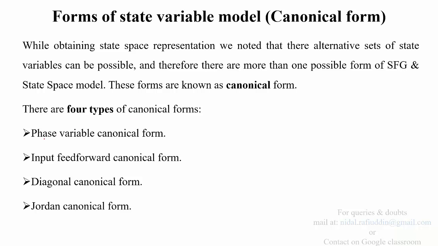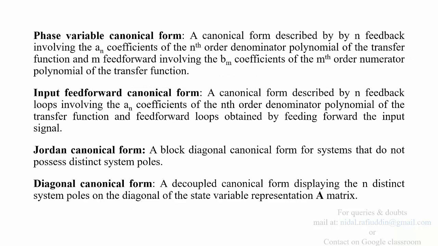These 4 basic types of canonical forms are termed as phase variable canonical form. The second is input feed forward canonical form. The third is diagonal canonical form. And the fourth is Jordan canonical form. We'll just have a glimpse of each of these 4 canonical forms, just for the knowledge of how many types of state variable exist. It's not that one of them is the best representation, but there is one representation which is easier than the others, and we already studied it. So I'll be giving the definition for the 4 types of canonical forms.